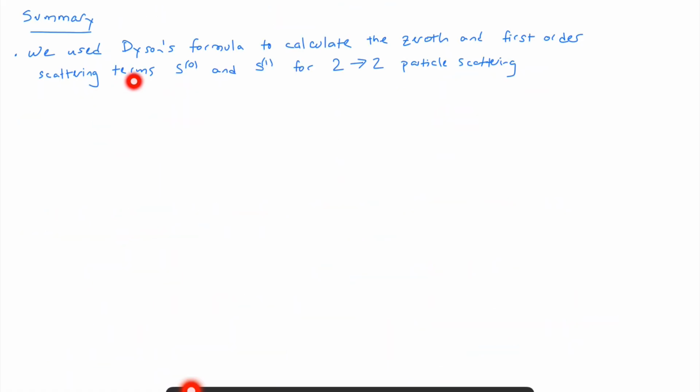So in summary, we use Dyson's formula to calculate the zeroth and first order scattering terms, S0 and S1 for 2 to 2 particle scattering. A lot of tedious calculations, but still hopefully straightforward. So there's a long set of lectures because I'm just going through the calculations explicitly. To zeroth order, we simply found no scattering, that if we only looked at that part of our theory, the only thing we'll find theoretically is that we have no scattering. Whatever you put in is what you get out.